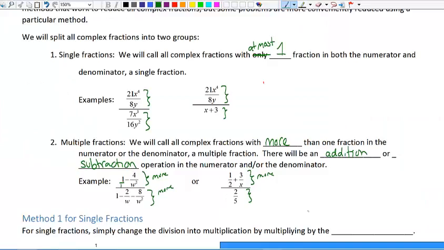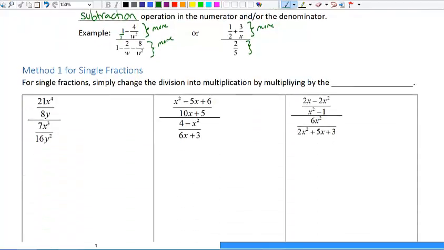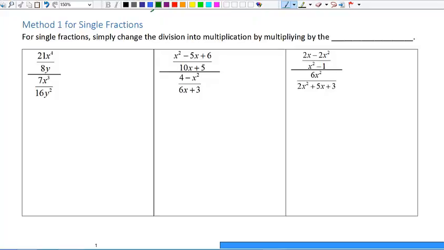We're going to show you a method that is easiest to do on single fractions, method 1, and then a method that is easiest on multiple fractions. For single fractions, for method 1, what we're going to do is simply change the division into a multiplication by multiplying by the reciprocal. We did this in an earlier lesson when we divided rational expressions. I need you to understand that this red fraction bar can be rewritten with a divide sign like that.